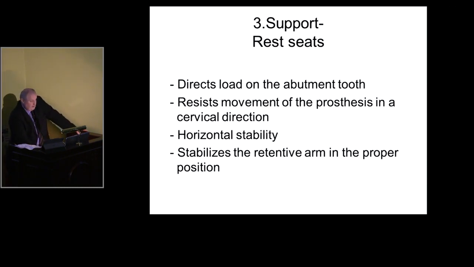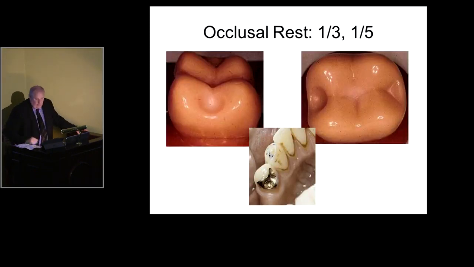It directs load onto the abutment tooth, it resists movement of the prosthesis downwards, horizontal stability, and I think the one that people forget all the time, it maintains the retentive component in the proper position. If the denture isn't supported vertically, your clip is going up and down. So very important. What should the dimensions of the rest be? The rule of thirds and fifths. 1/3 of the intercuspal width, 1/5 of the mesiodistal length.